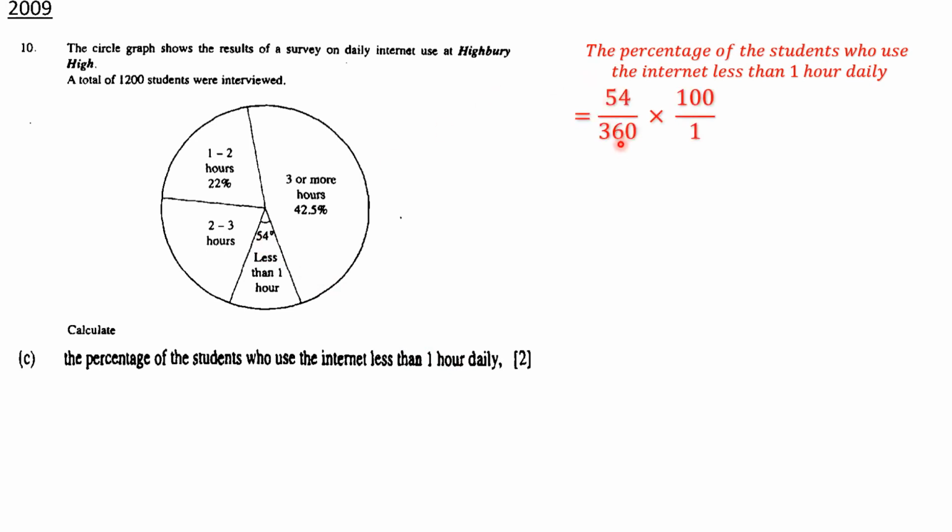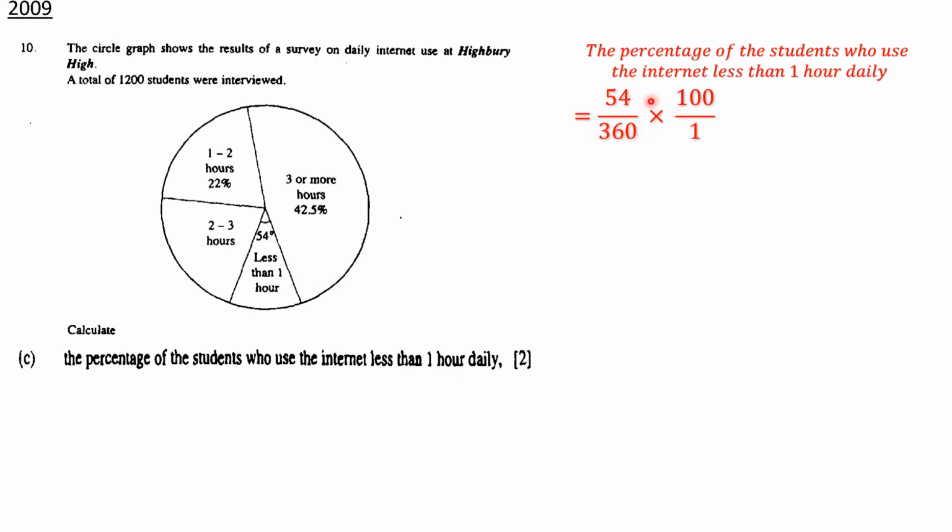Okay, moving right along, we have the next question. We want to figure out the percentage of students who use the internet less than 1 hour daily. We already know that this is 54 degrees, and that 54 degrees comes out of 360. So the fraction of students is 54 over 360. But we want the percentage, so we multiply that fraction by 100.